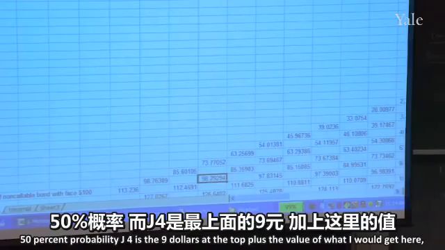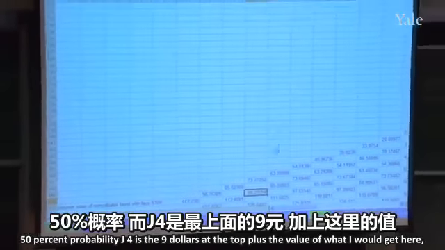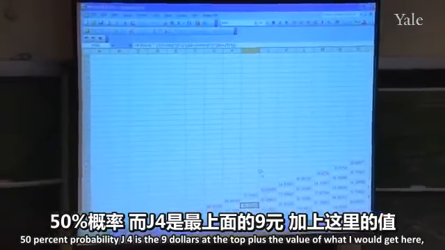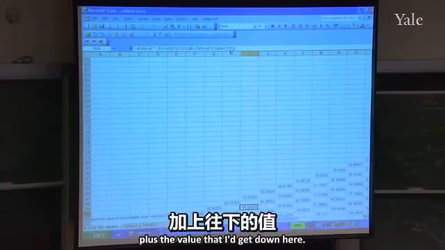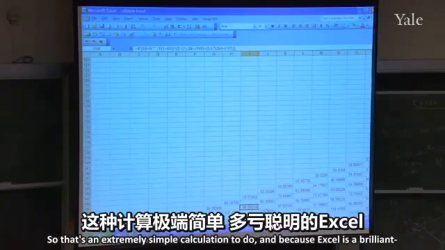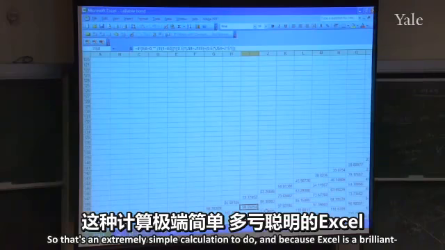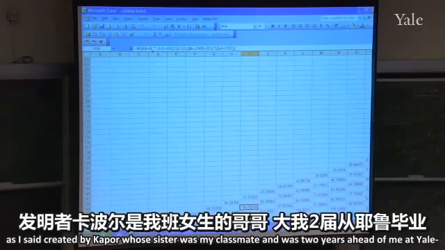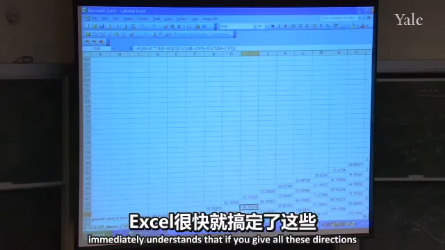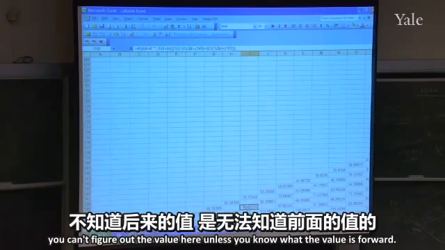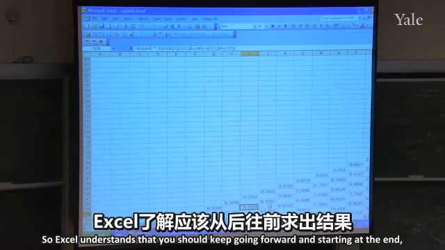50% probability, times the $9 at the top, plus the value of what I would get here, plus a half times the same $9 that I'd have to pay if I went down, plus the value that I'd get down here. So that's an extremely simple calculation to do, and because Excel is brilliant, as I said, created by Kapoor, whose sister was my classmate and was 2 years ahead of me at Yale. You know, Excel immediately understands, he called it Lotus, that if you give all these directions, you can't figure out the value here unless you know what the value was forward. So Excel understands that you should keep going forward and starting at the end.